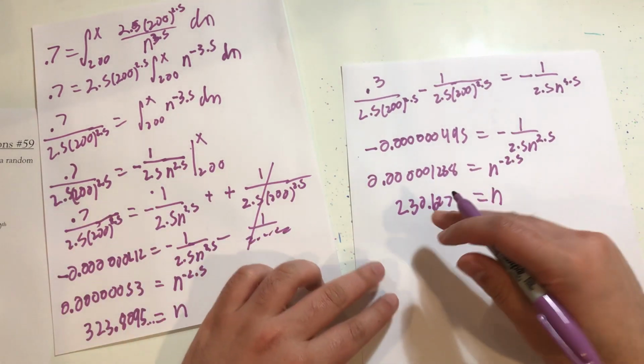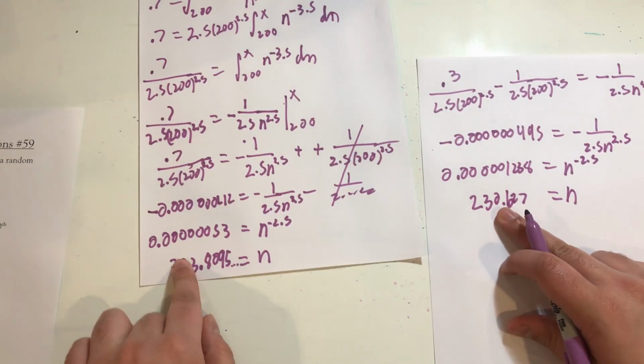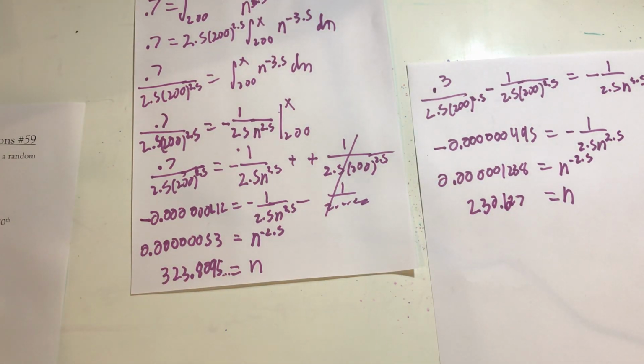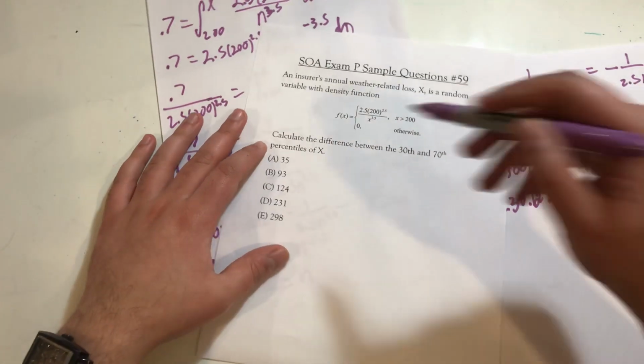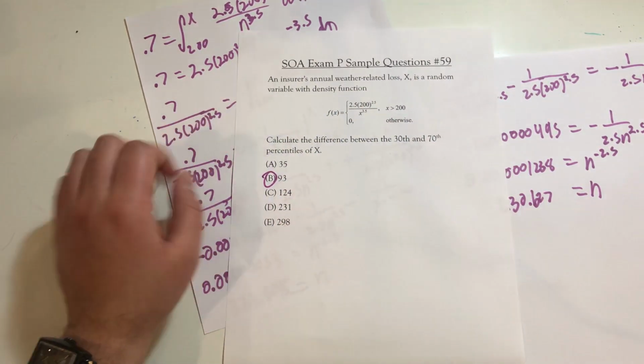But we have now our two different, our 70th percentile and our 30th percentile. And we just need to take the difference. So 323.8095 subtracted by the 230 number, and I get 93.1, which lines up with answer choice B.